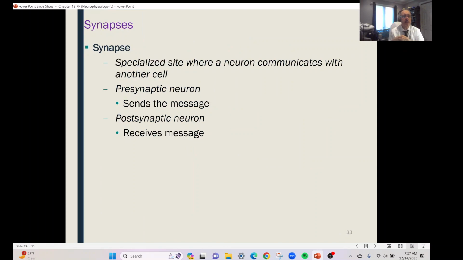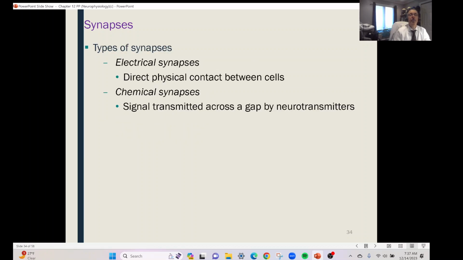So think of the synapse as a specialized site where a neuron communicates with another cell, right? That neuron can communicate with another neuron. It can communicate with a muscle. It can communicate with a gland. The neuron that's sending the message is known as the presynaptic neuron. The one that's receiving the message in the synapse is the postsynaptic neuron.